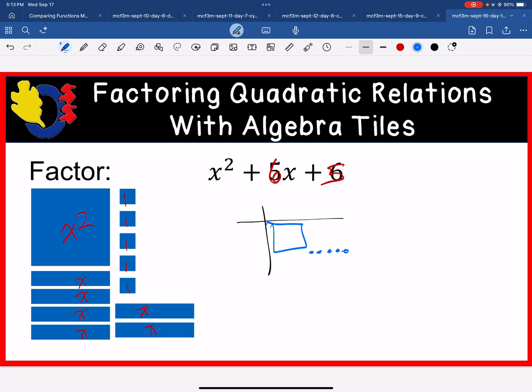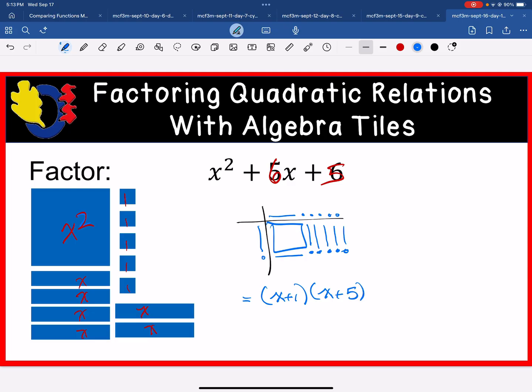And then I have to use all 6 of the x tiles. So 1, 2, 3, 4, 5, and then 6. So I have a rectangle. If I go ahead and fill in my factors across the top and the side, we have x plus 1 and x plus 5.